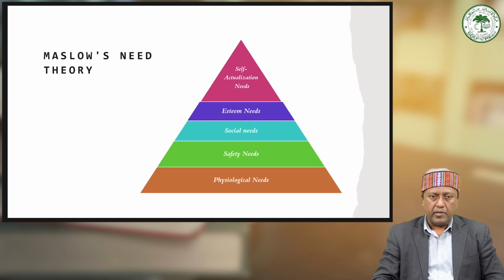So, the last step in the hierarchy is self actualization. Self actualization basically represents the desire to fulfill one's potential, pursue personal growth, and achieve meaningful goals. In the workplace, this translates into opportunities for creativity, innovation, and autonomy. Managers can promote self actualization by encouraging employees to pursue their passion and interests, providing opportunities for skill development and learning, and fostering a culture that values personal and professional growth.